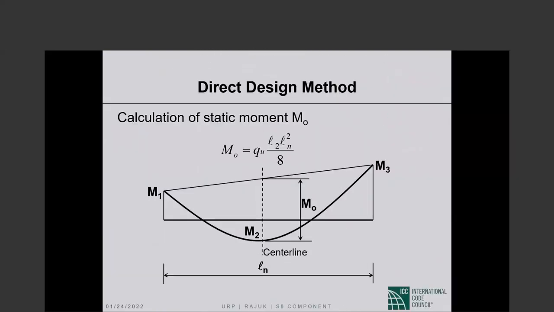So M sub 0 is M sub 1 plus M sub 3 divided by 2, the average of the two support moments, plus the span moment, M sub 2. So M sub 0 has to be divided among those three, M sub 1, M sub 2, M sub 3.